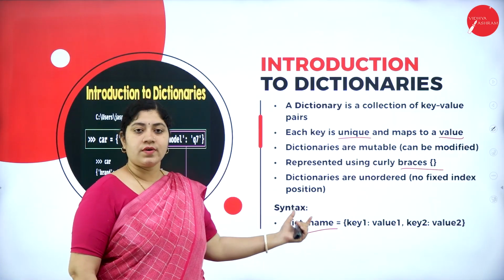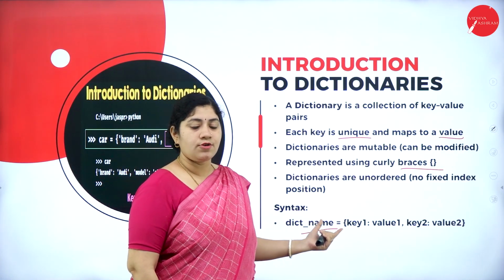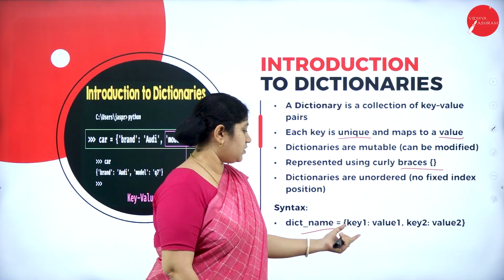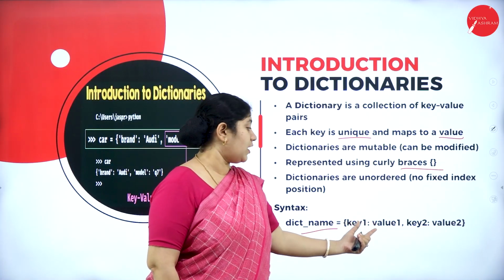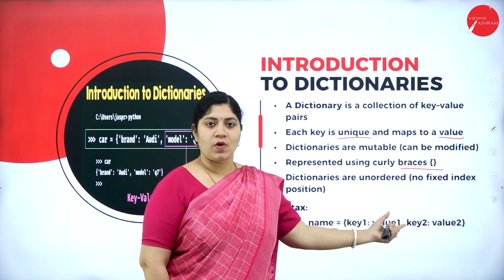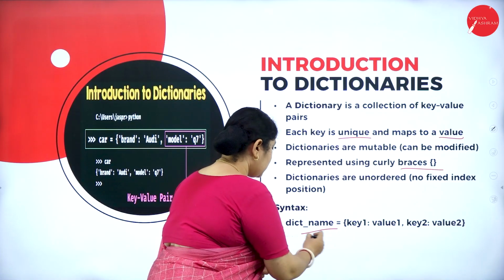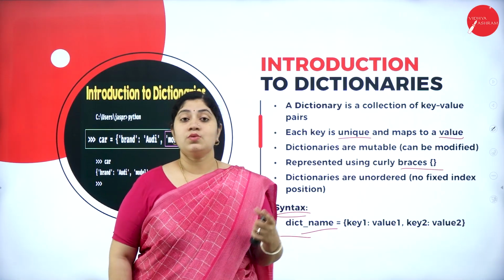Let's see a simple syntax for this dictionary where we are writing the dictionary name. This underscore name is assigned key value pairs. So let's see what that is. Key 1 is to value 1. Similarly, key 2 is to value 2. So this is a simple syntax with respect to a dictionary.